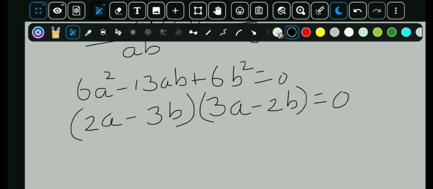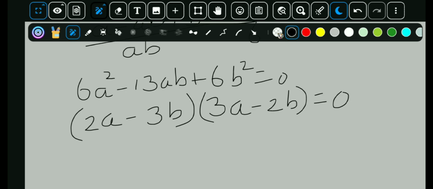Now I have done it in one step, but if you want, you can split the middle term and simplify it. It can take around 2 to 3 lines, but the conclusion will be this only: (2a − 3b)(3a − 2b) = 0.